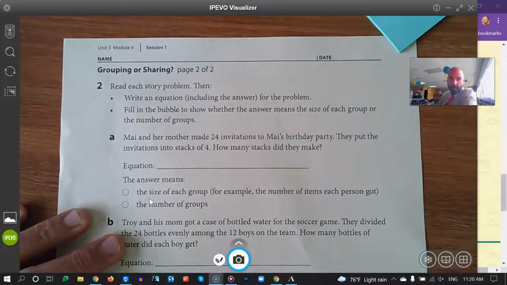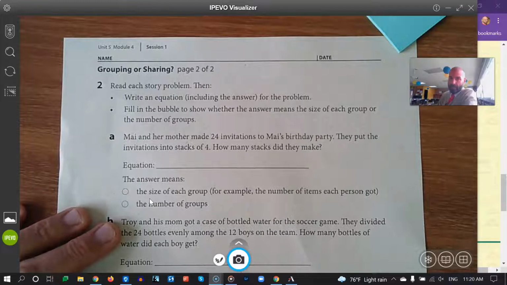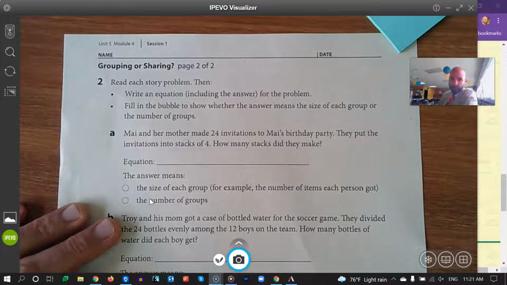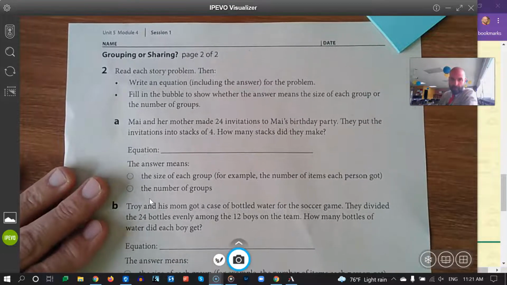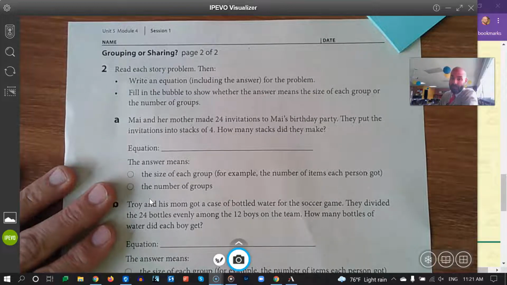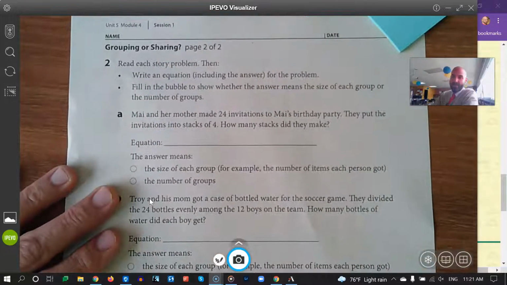It says, read each story problem, then write an equation including the answer for the problem. Fill in the bubble to show whether the answer means the size of each group or the number of groups. So this is grouping or sharing. Maya and her mother made 24 invitations to Maya's birthday party. They put the invitations into stacks of 4. How many stacks did they make? So pause and do the work.